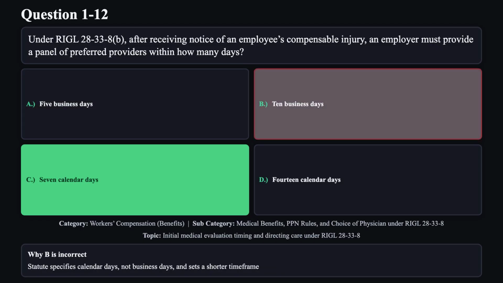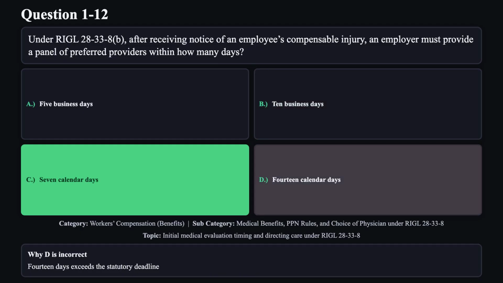Reason B is not correct. Statute specifies calendar days, not business days, and sets a shorter time frame. Reason D is not correct. 14 days exceeds the statutory deadline.